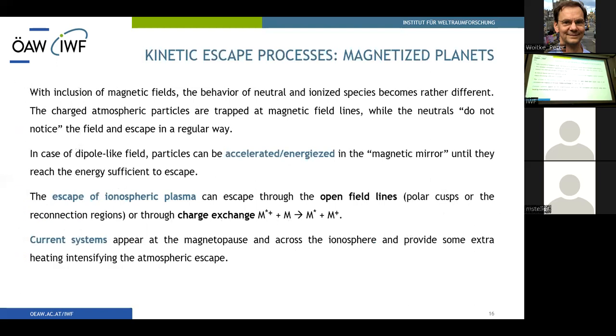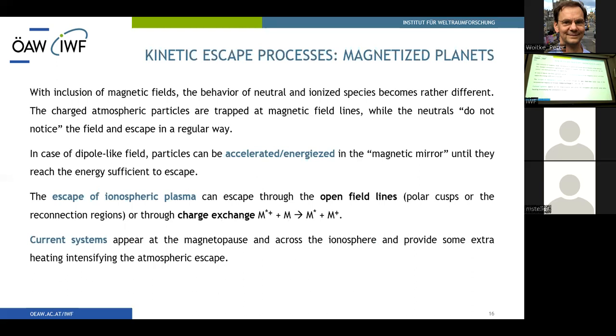With inclusion of magnetic fields, the behavior of the neutral atmospheric material and the ionized one become pretty different. While the neutral particles can flow through the magnetic field of the planet without really noticing it, the ionized species are trapped on the magnetic field lines. On one hand, it can decrease the escape because the particles which are caged cannot run away. On the other hand, in some cases it can even intensify it.